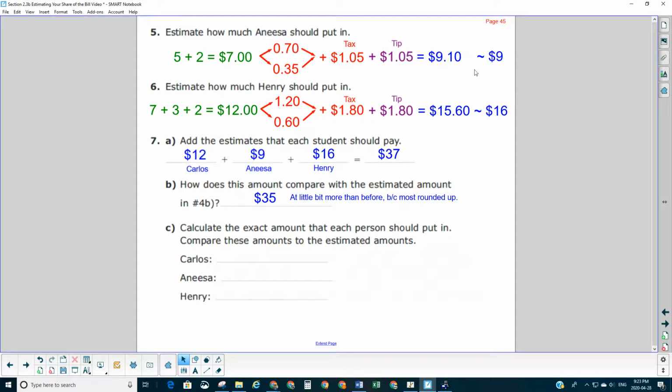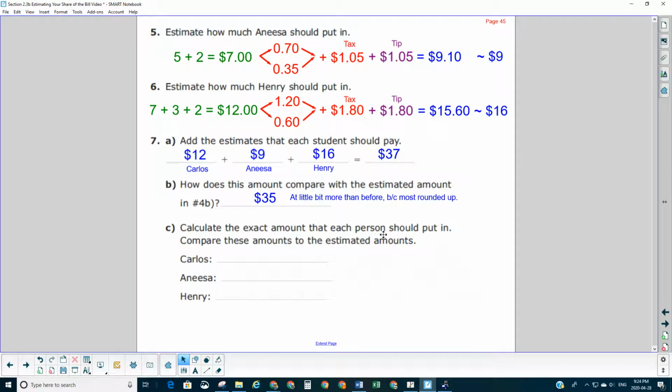Okay, here Anissa rounded down, but only 10 cents. But here we rounded it up 40 cents. So it made a difference. All this rounding meant that we gave just a little bit more in this than we did on our first estimate. And again, anything more goes toward the waiter or the waitress.